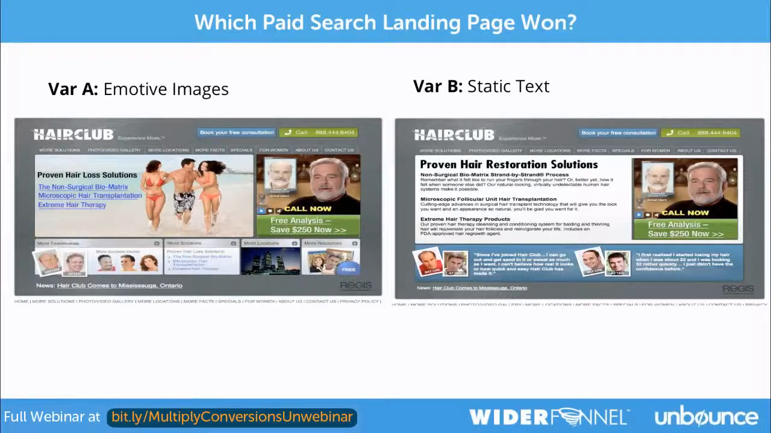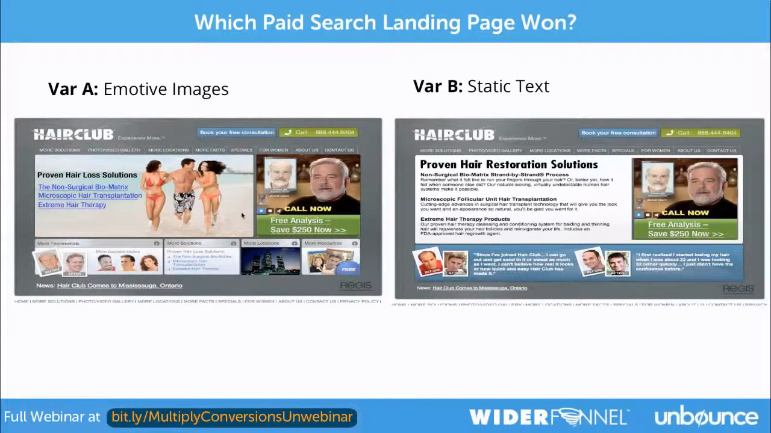So here were two variations that were tested. Variation A we call emotive images. So what it was is we had these beautiful women and rotating images, these aspirational images, right? The kind of benefits you expect with a full head of hair, the kind of benefits I experience every day having a full head of hair.